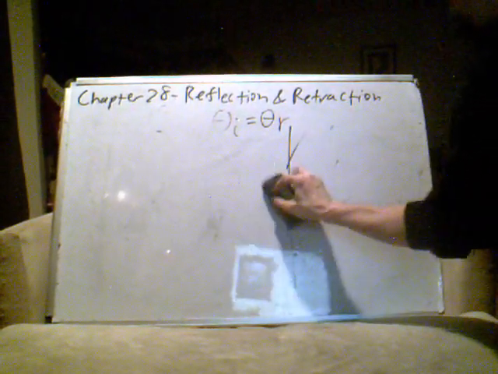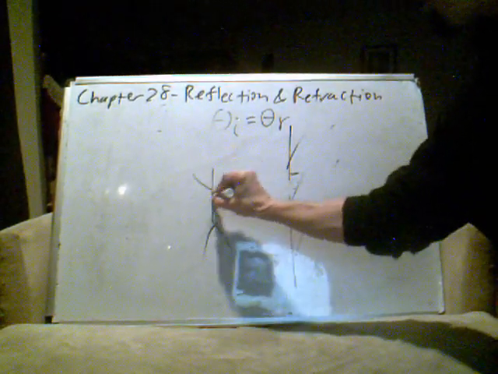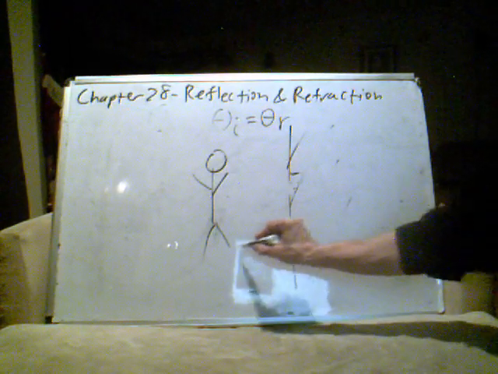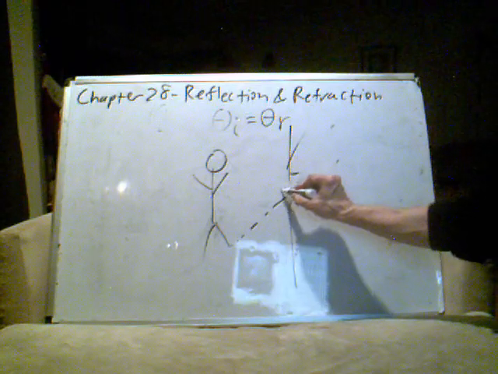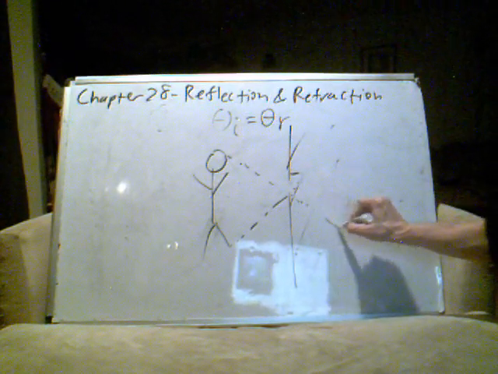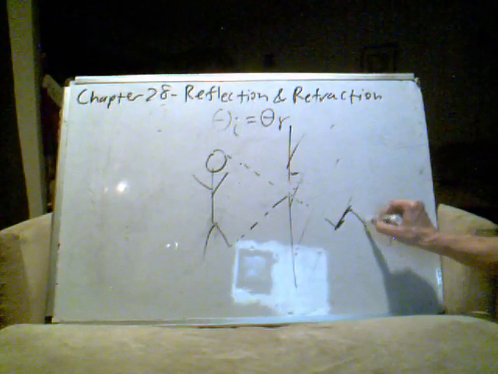So, how is it then that you can see yourself in a mirror? Well, let's say you're here, right? So light from your foot is going to go and bounce off to your eye, right? And so it's going to look like your foot is over here inside the mirror.